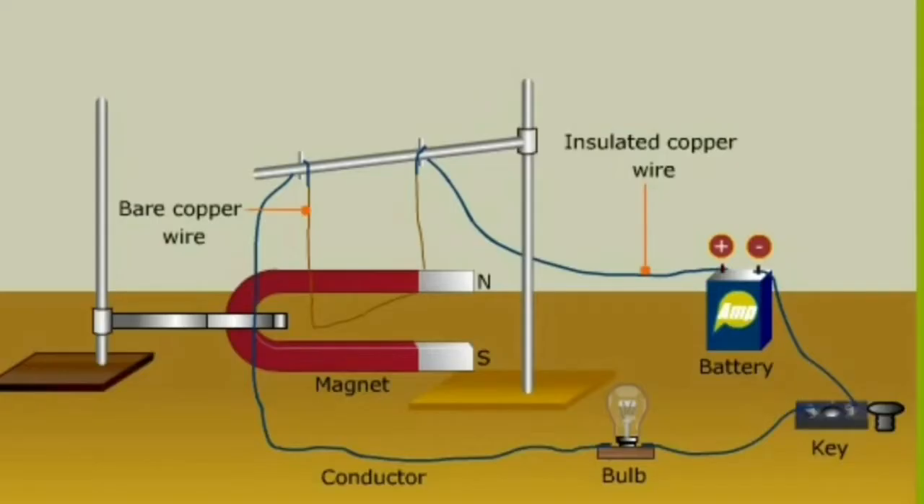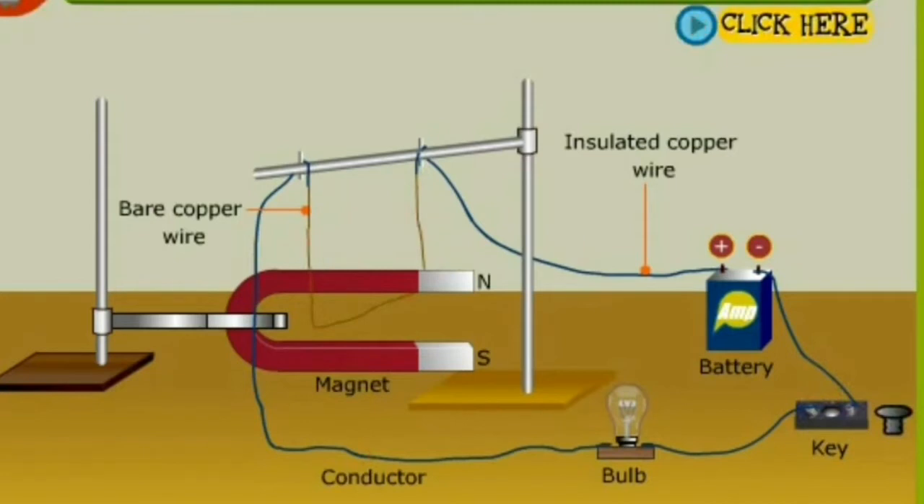In this experimental arrangement, we have a horseshoe magnet, and between the pole pieces of the horseshoe magnet, we have a bare copper wire which is connected with the help of insulated copper wire. Now, when the key is inserted, current flows from the battery and the circuit is closed. You can see the bulb is glowing, and the bare copper wire deflects from its position. When the key is taken out, there is no deflection.